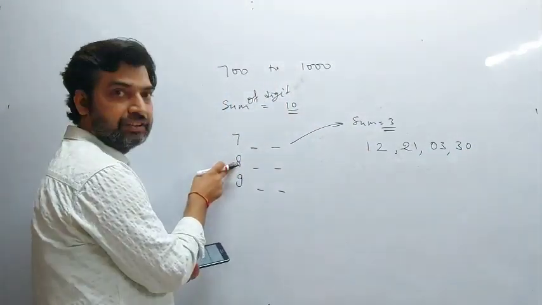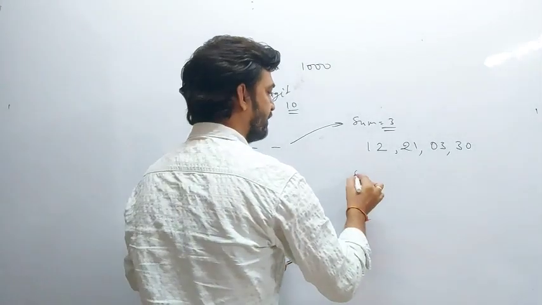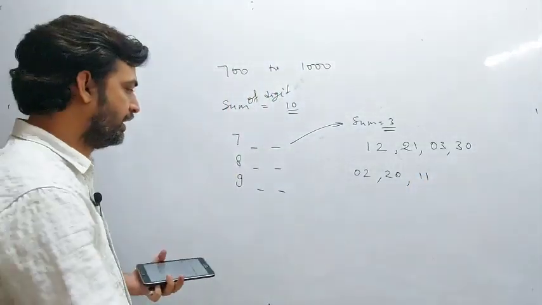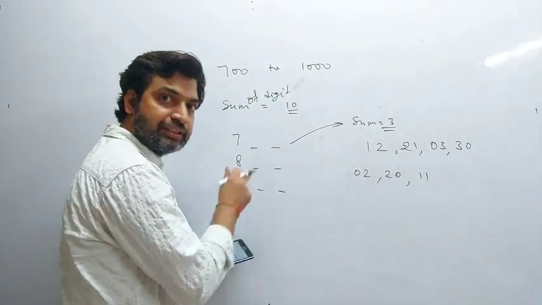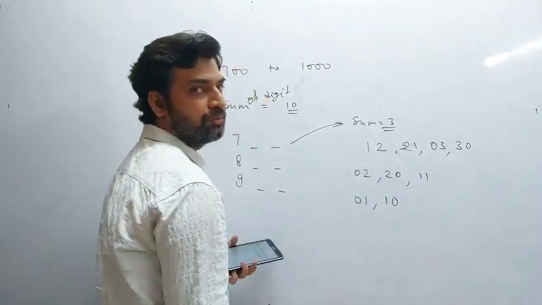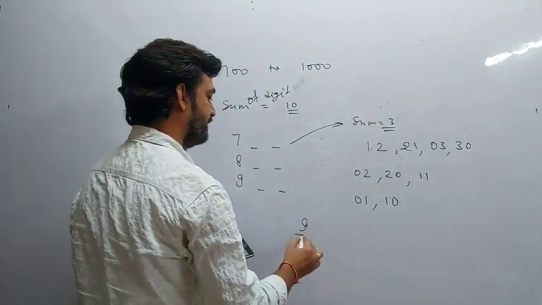Coming to 8. 8 is already there, so you can take only 2. 2 can be given by 0 2, 2 0 and 1 1. Coming to the 9, it is already there, so 1 is required. 1 can be done by 0 1 and 1 0. So how many possible numbers are there? 1, 2, 3, 4, 5, 6, 7, 8 and 9. So 9 numbers.